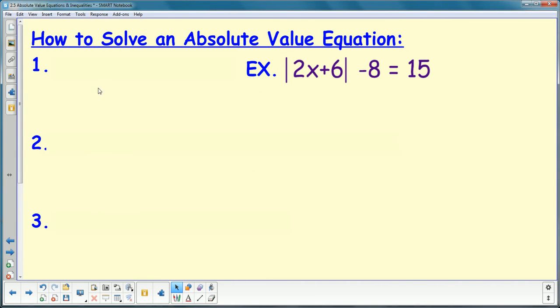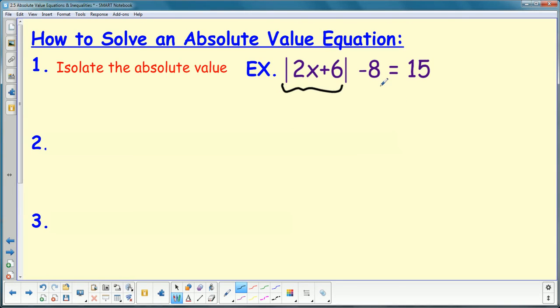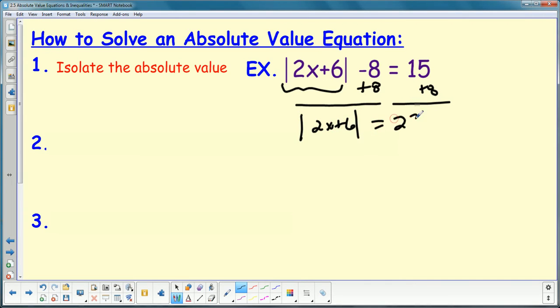So an example to look at that, we're going to start by isolating our absolute value, and to do that, we want this piece to be alone, which means we need to get rid of this -8. So I'm going to add 8 to both sides, and that will end up with the absolute value of 2x plus 6 equals 23. And that works so far.